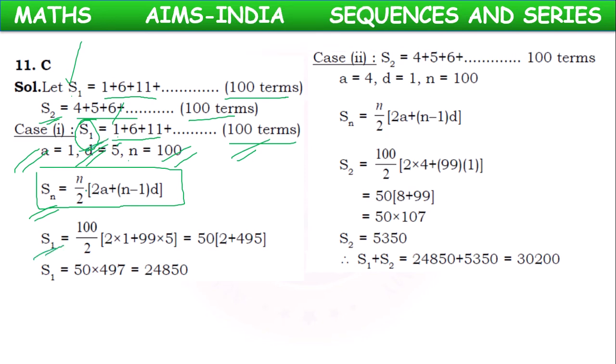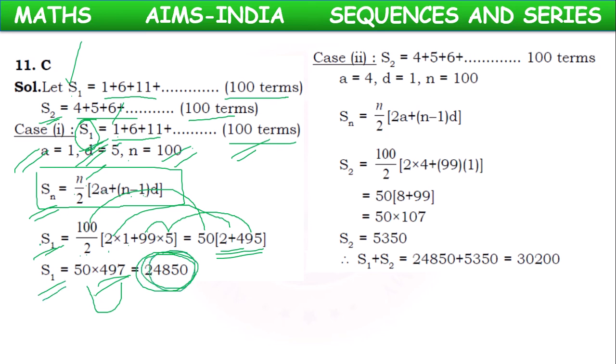So S1 equals, in the place of n we keep 100, 100 by 2 into 2 into 1 plus 100 minus 1, which is 99, into common difference 5. 100 by 2 equals 50. 2 into 1 is 2. 99 into 5 equals 495. 495 plus 2 equals 497, into 50, which is equal to 24,850. So this is the value of S1, the sum of only the odd number of terms.